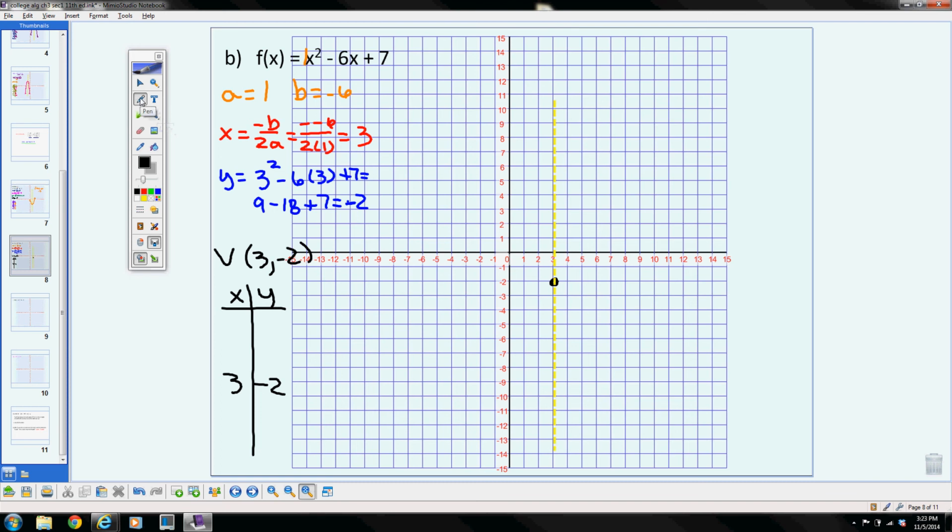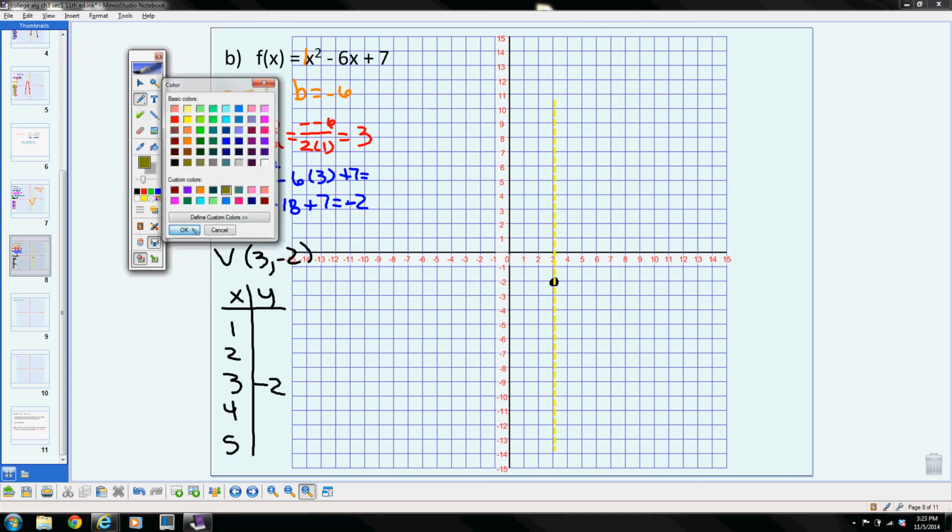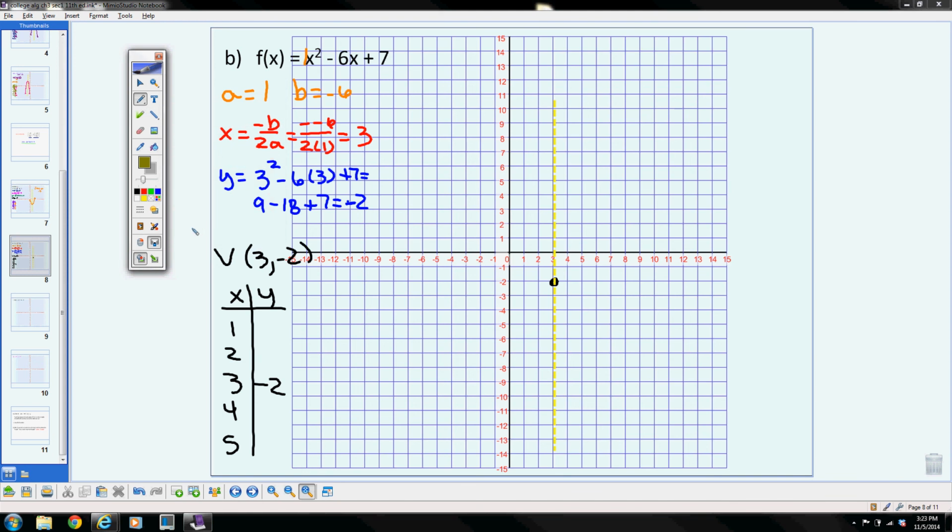Now let's pick two numbers to the left of 3. So we're going to try 2 and 1. And two numbers to the right of 3, I'm going to try 4 and 5. I'm going to plug these into the original equation to figure out what my y values are.